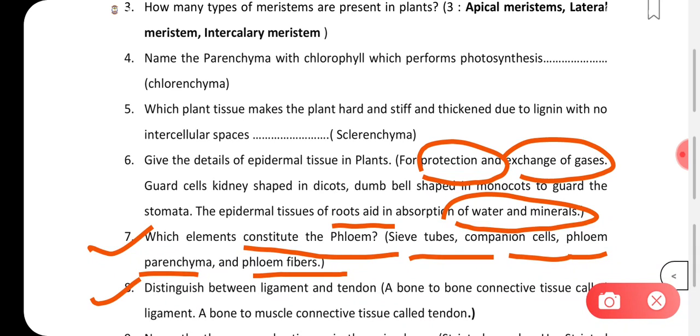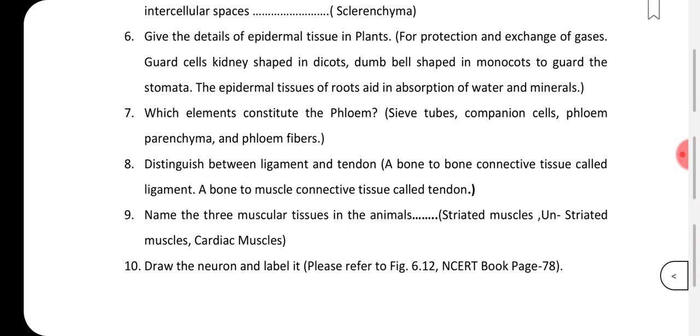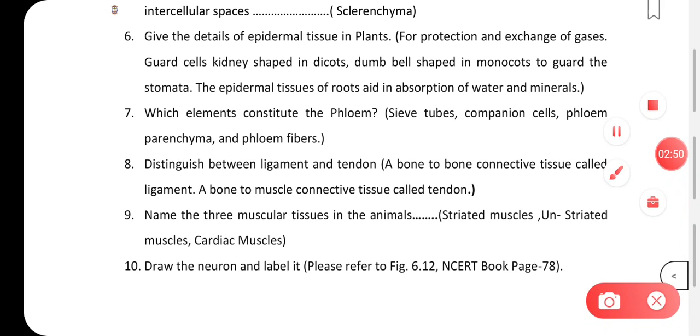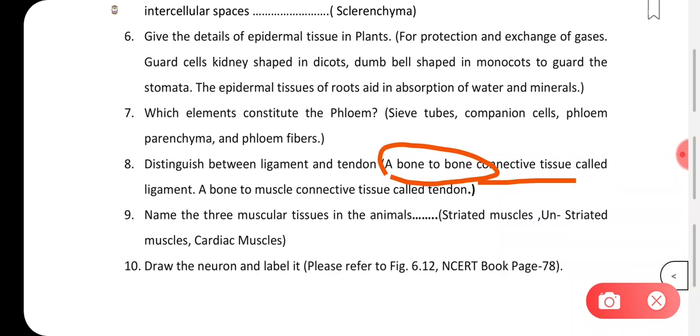Next question, distinguish between ligament and tendon. So what is the difference between the ligament and tendon? Both are connective tissue, but when a bone is to be joined with another bone, it is through ligaments. Whereas when a muscle is joined with a bone, we call that connective tissue a tendon. So tendon is a connective tissue joining muscle to bone, whereas ligament is a connective tissue that joins bone to another bone.